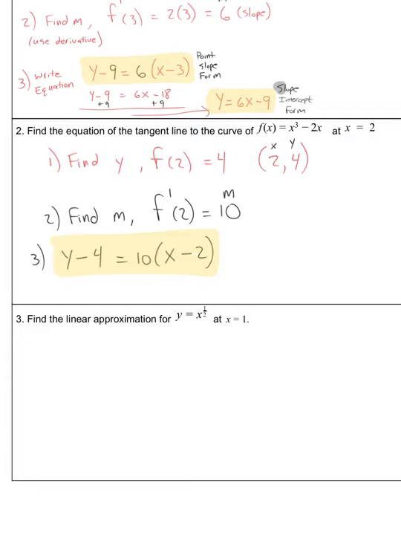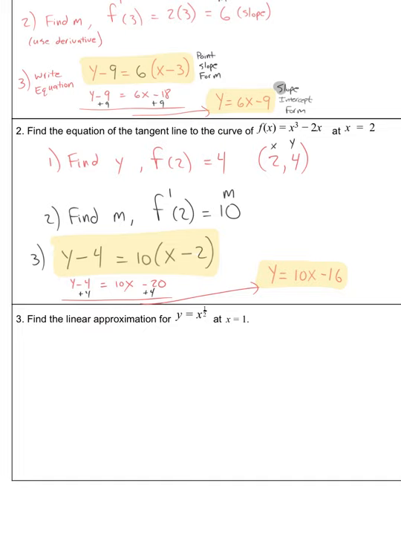To check your work, you just simplify it. All right, get it into slope-intercept form. You leave the y minus 4 alone. You distribute the 10 and get 10x minus 20. And then you simply add 4 to both sides. That's going to give me y is equal to 10x minus 16. So that is my equation in slope-intercept form, and that allows me to check our work.